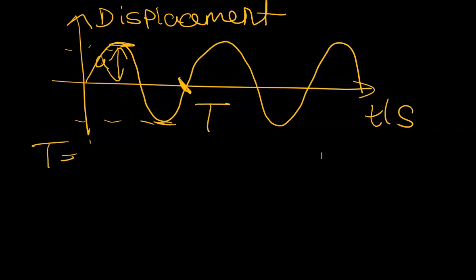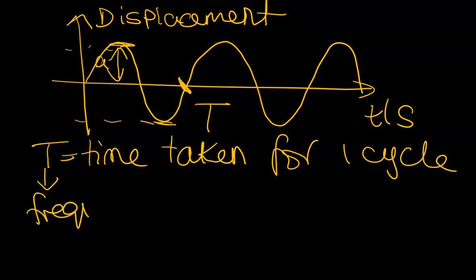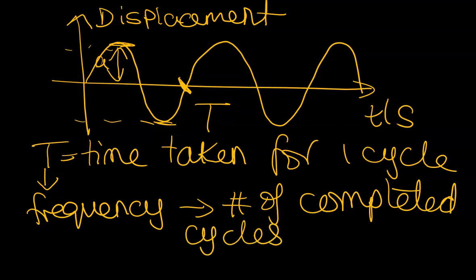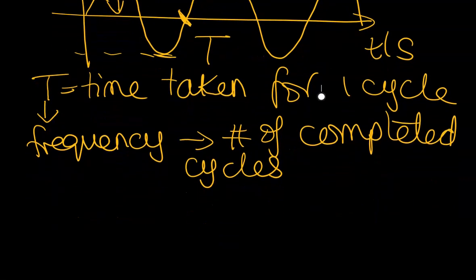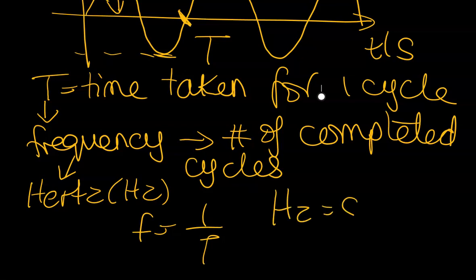So if the period is the time taken for one cycle, then I want to introduce you to a concept called frequency. Now, frequency is the number of completed cycles in 1 second. And it is basically the inverse of the period. So frequency is measured in a unit called the hertz, and the frequency is 1 over the periodic time. So the hertz is actually per second.